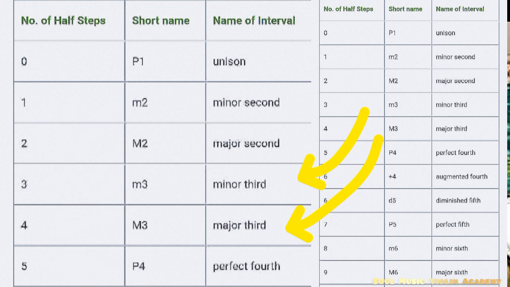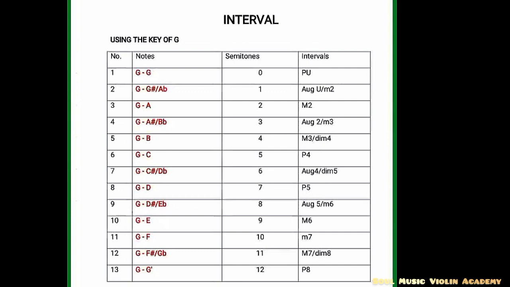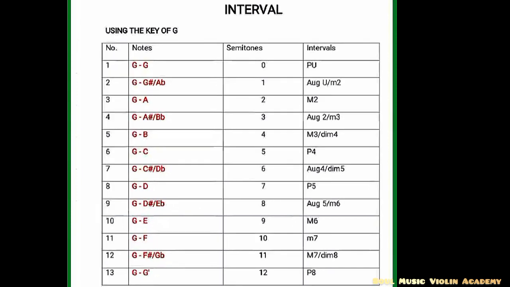Let's take that from this point. Now let's go to number 5, G to B. It's a major third. G to B flat is a minor third. We have noticed you have 4 semitones for a major third and 3 semitones for a minor third. Ignore that. Then let's go back here.